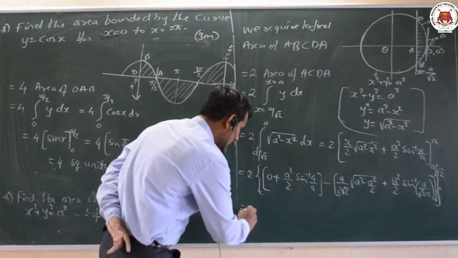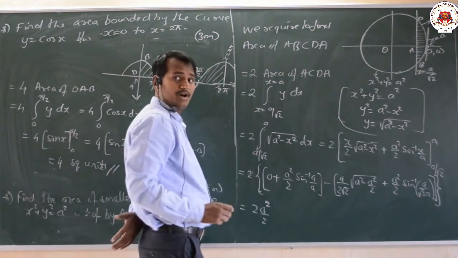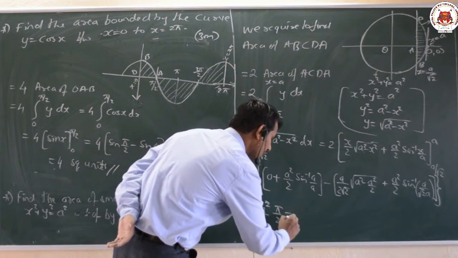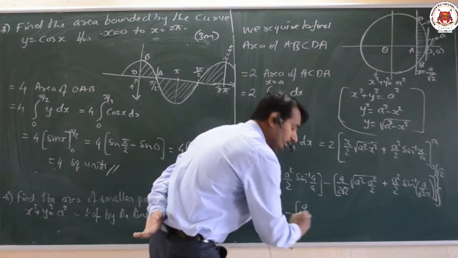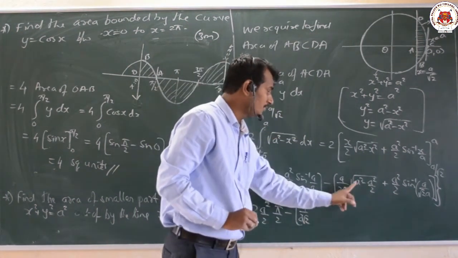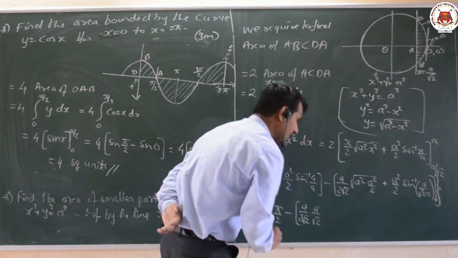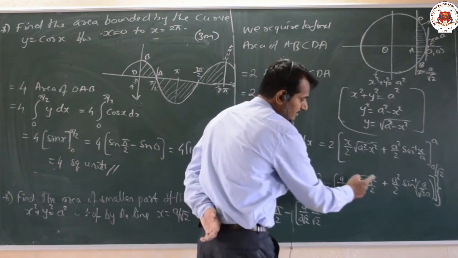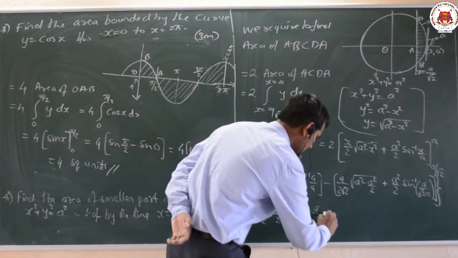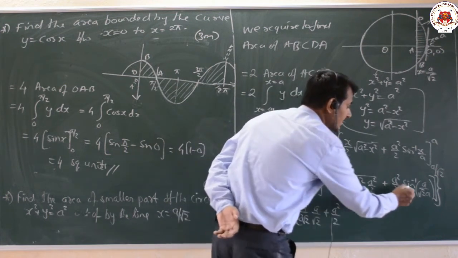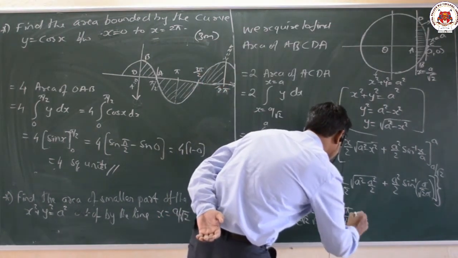Now I will solve it. 2 into a square by 2 sine inverse of 1, that is pi by 2, minus a by 2 root 2 into a by root 2, which is a square by 2, that is, a square by 2 root 2, plus a square by 2 sine inverse of 1 by root 2, that is pi by 4. The value will be pi by 4.